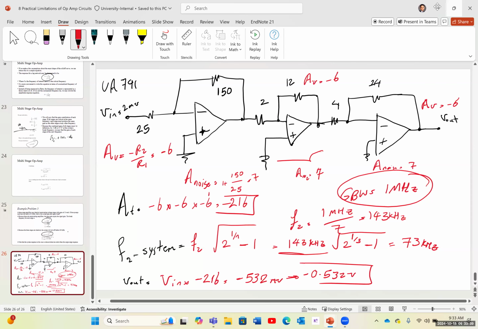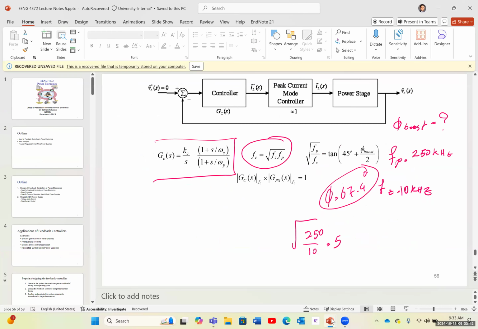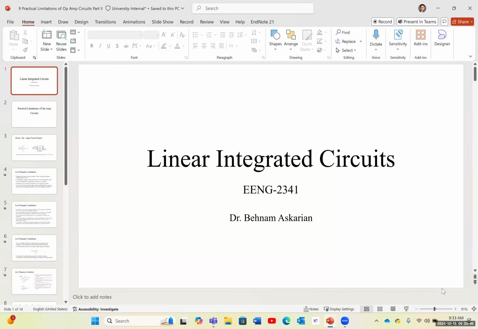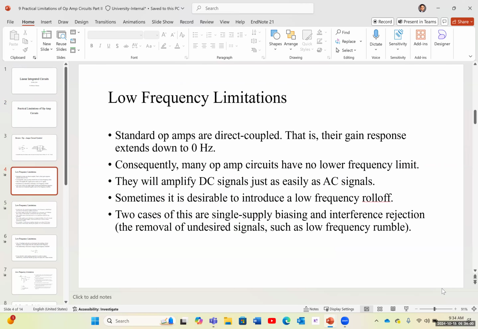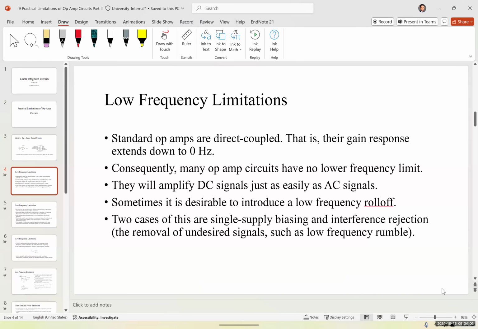Today, we would focus on the lower cutoff frequency. So we are done with the upper cutoff frequency. Now we want to calculate the lower cutoff frequency of an op-amp. So for a standard op-amp, we already know that a standard op-amp could amplify the signal down to 0 hertz, which is basically DC, if it doesn't have any coupling capacitor.